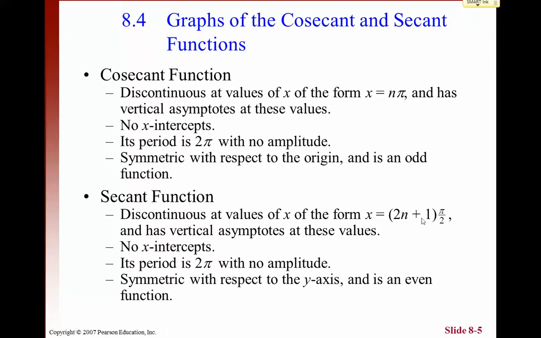The secant is the same basic thing, but it's a little offset from the other one. Vertical asymptotes occur when the cosine is 0, and that happens at (2n plus 1) times pi over 2. It doesn't have any x-intercepts. Its period is 2 pi. It doesn't have any amplitude because it just goes up along these asymptotes, and it's symmetric with respect to the y-axis. So it flips back and forth, and it's an even function.